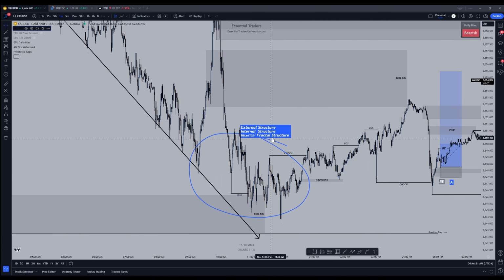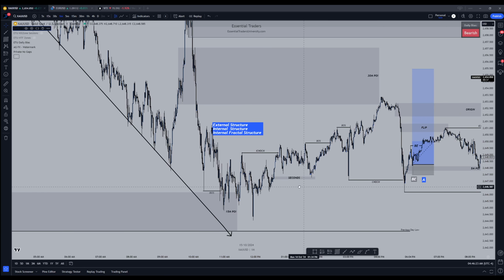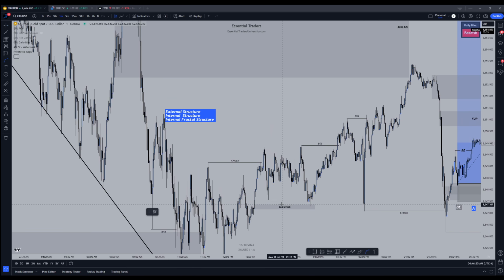Price is likely to shift trends now. So that's what happened here. Price has now shifted to the upside. So what can we see here? We see an inducement here.